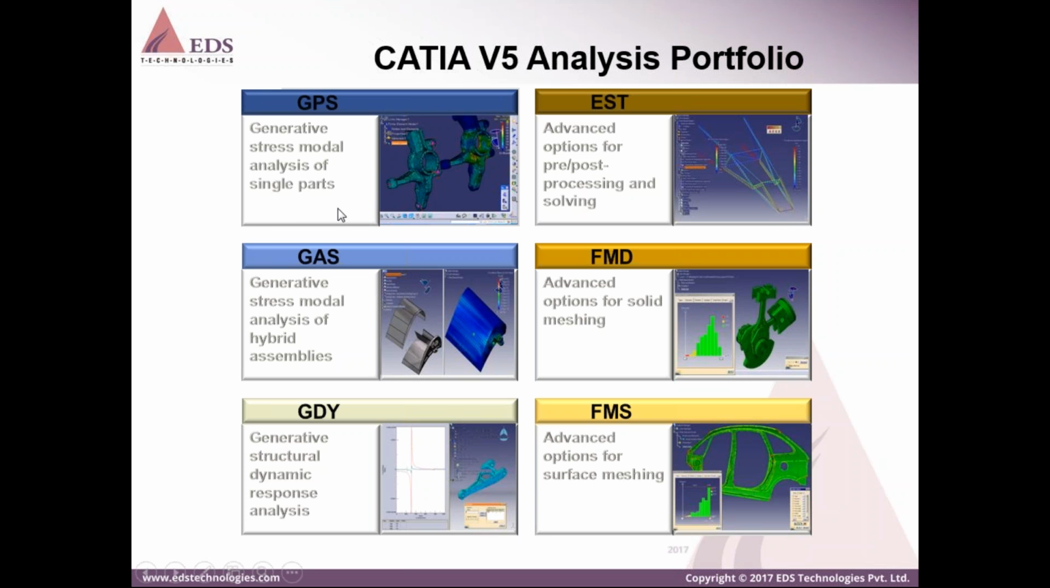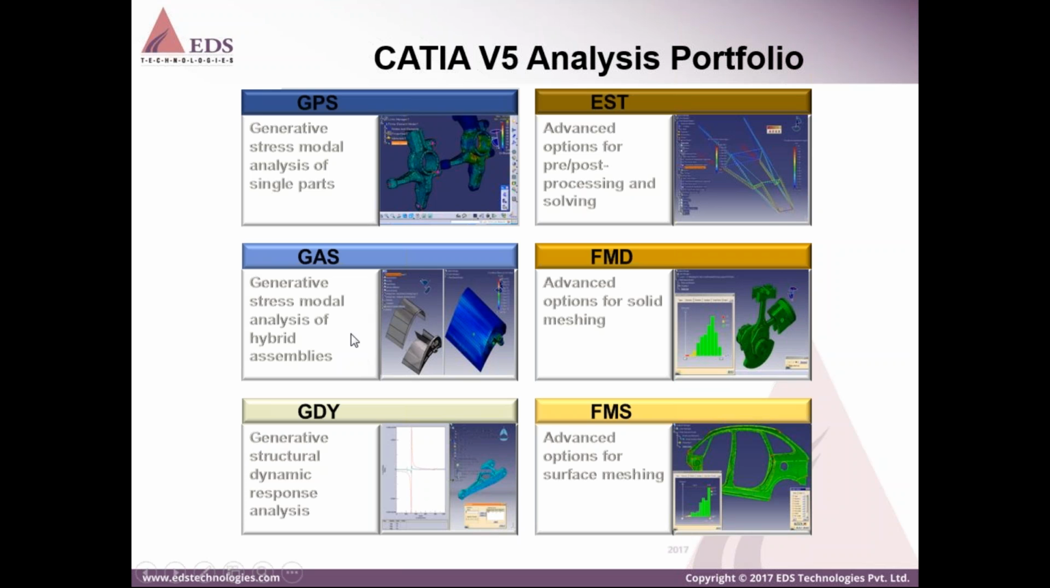With the help of GPS, we can do the static analysis. We can also do the frequency analysis to find out the natural frequencies, the free frequencies of the parts. Along with GPS, CATIA also has the assembly analysis, generative assembly structural analysis. This is a generative stress model analysis for hybrid assemblies as well.